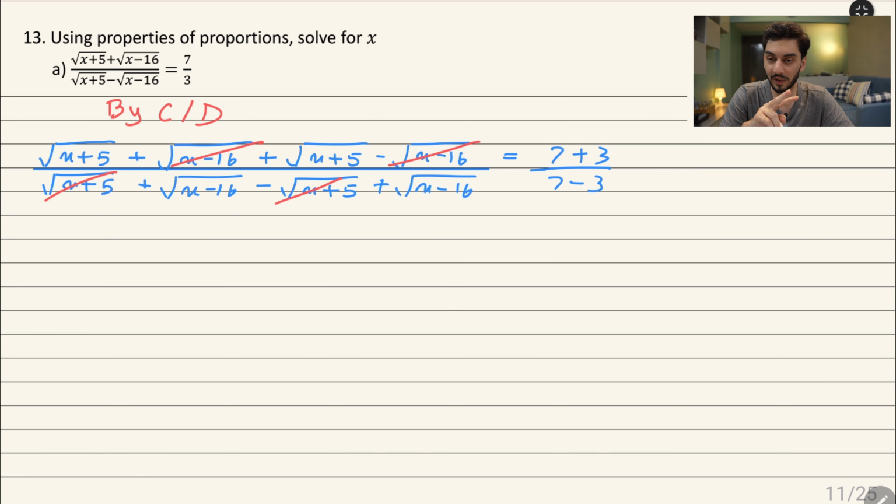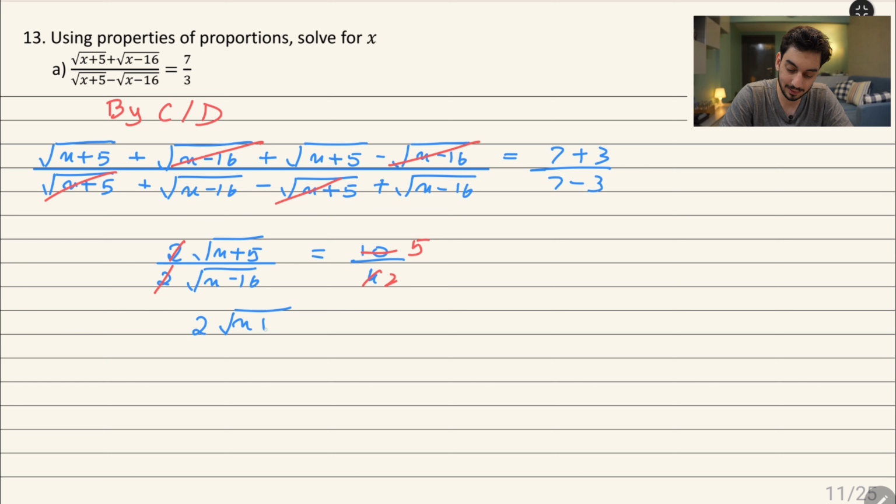Now root of x plus 5 plus root of x plus 5 is actually 2 times root of x plus 5. In the denominator, root of x minus 16 and root of x minus 16 is 2 times root of x minus 16, is equal to, 7 plus 3 is 10, 7 minus 3 is just 4. The 2 and the 2 go away, 2 times 2 is 4, 2 times 5 is 10. Now what do I do? I just send the 2 to the other side, so it becomes 2 root of x plus 5 is equal to 5 root of x minus 16.